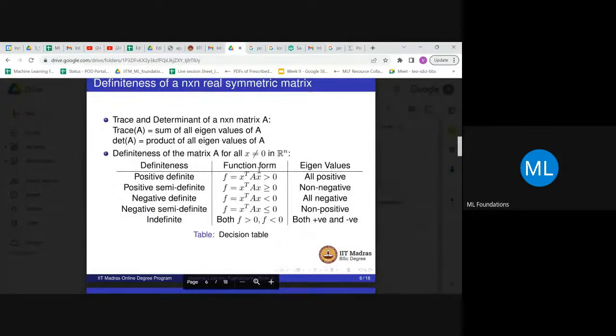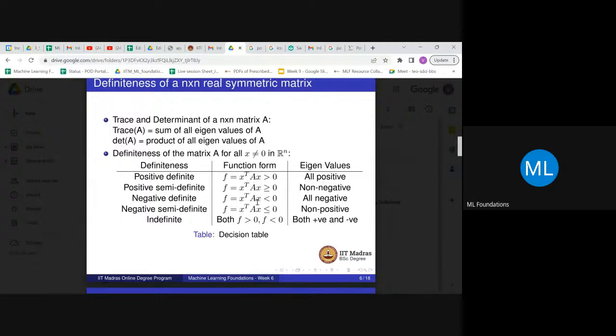Here I've just written that x transpose Ax is mainly the energy that is conserved by that matrix A. If this is positive, then all the eigenvalues are positive, so you can say this with the help of eigenvalues also. This is one method, but you should not solve with this method. It will take a lot of time.